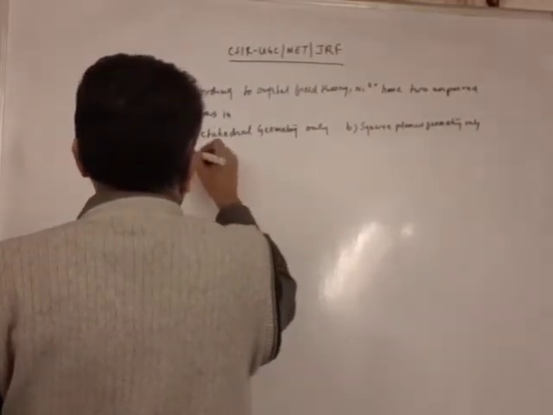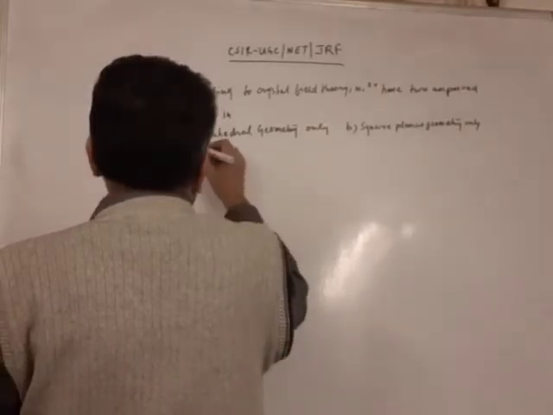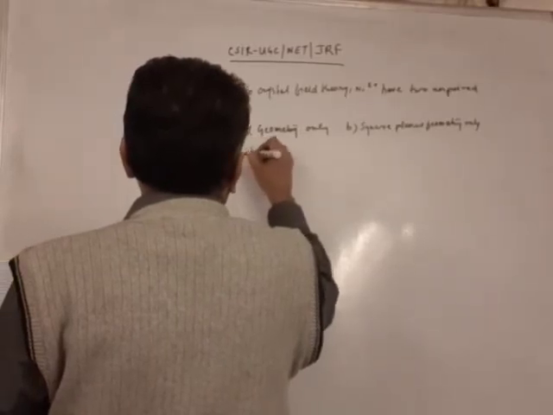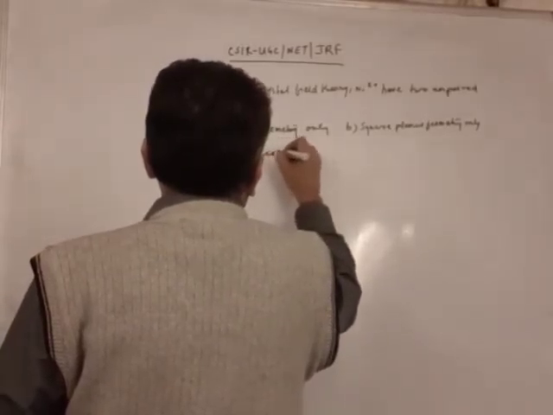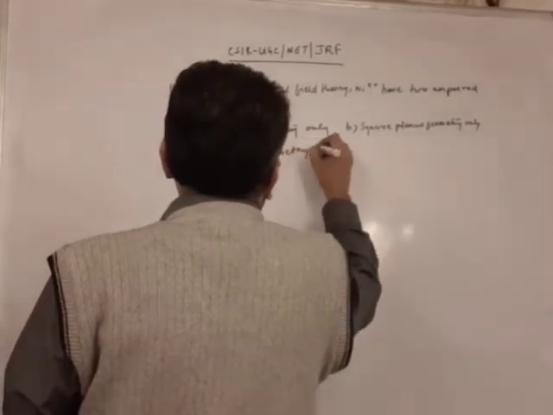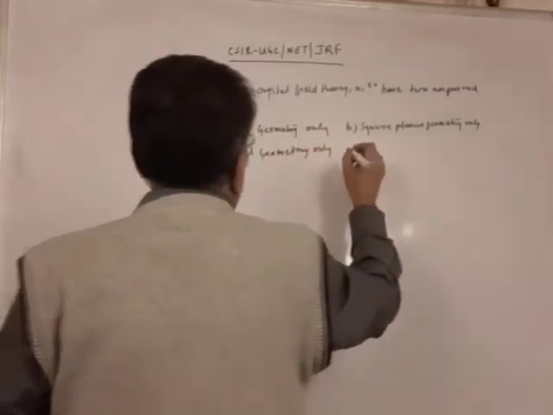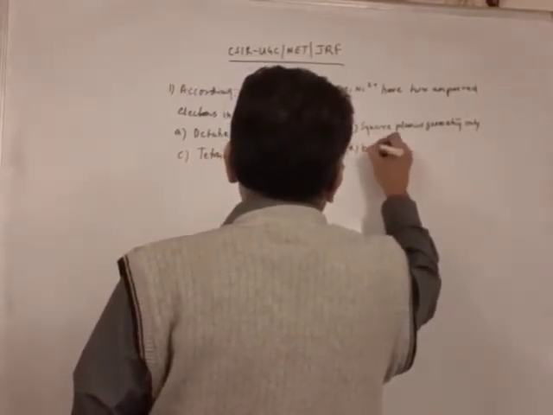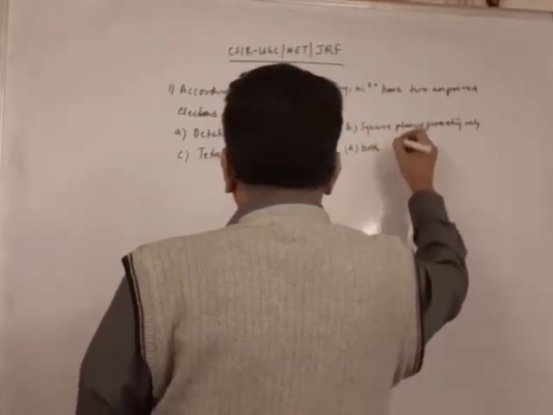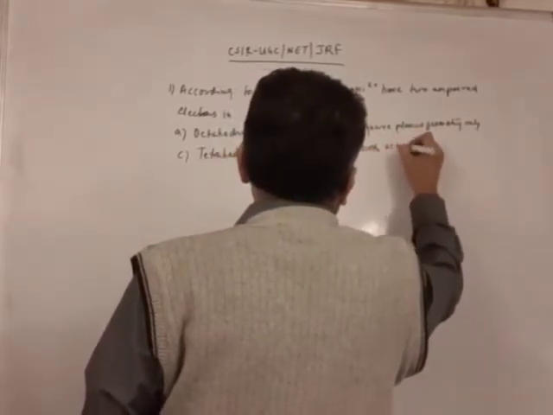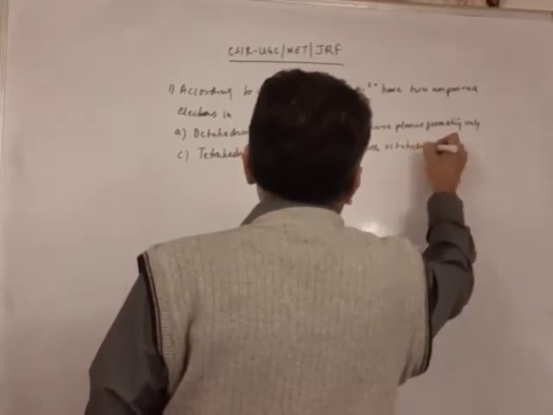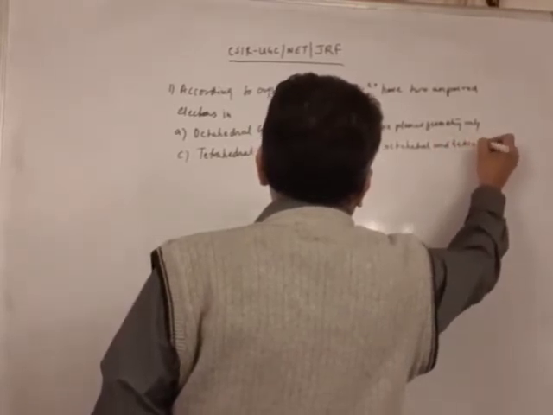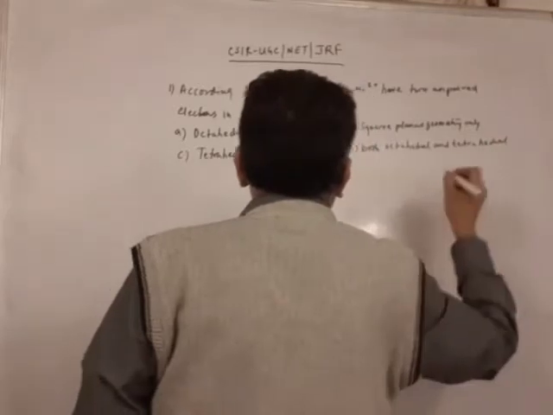Number C, tetrahedral geometry only. And D, both octahedral and tetrahedral geometry.